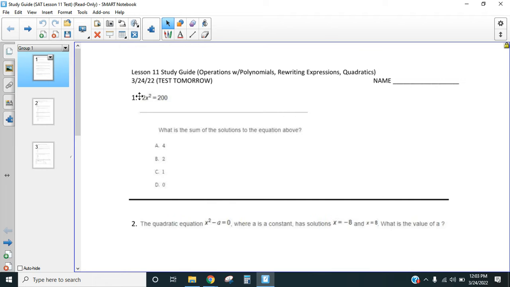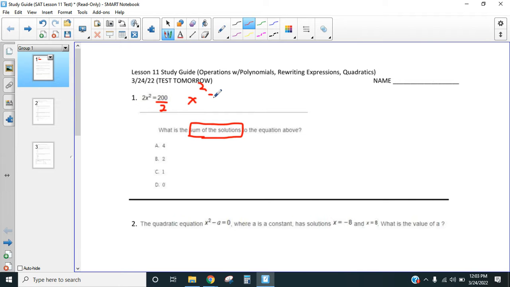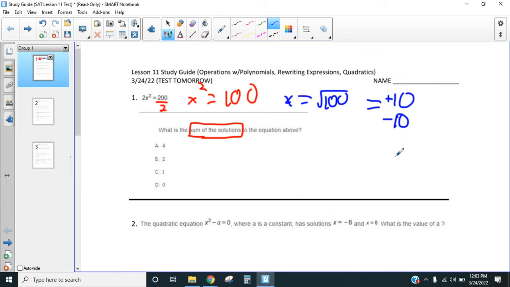All right, so here's the first one. This confuses some people. Here's what the question says. It says, what is the sum of the solutions? So some people, when they do this, you divide by 2, right? And they think, okay, square root of 100. So the answer is just 10. But don't forget, there are 2 solutions, right?